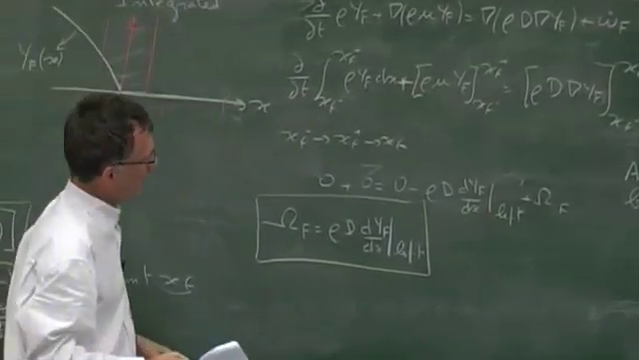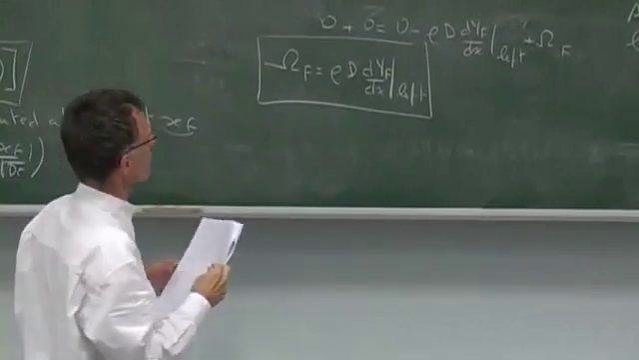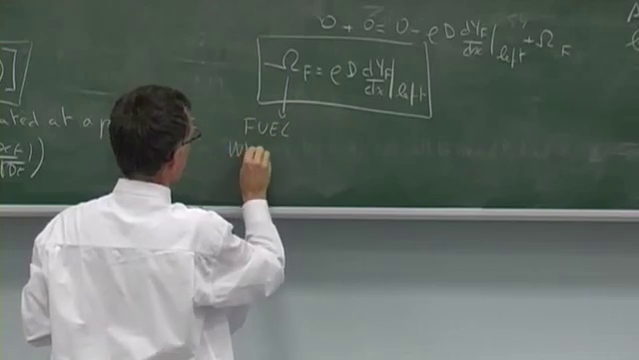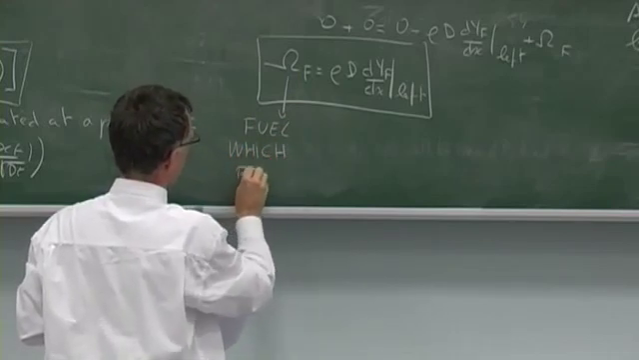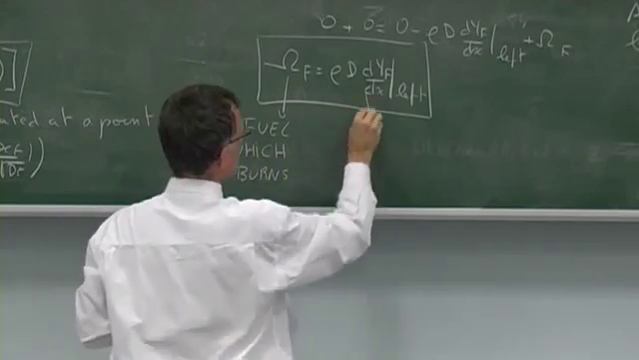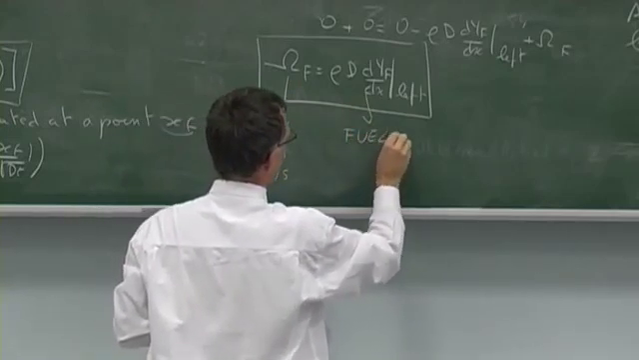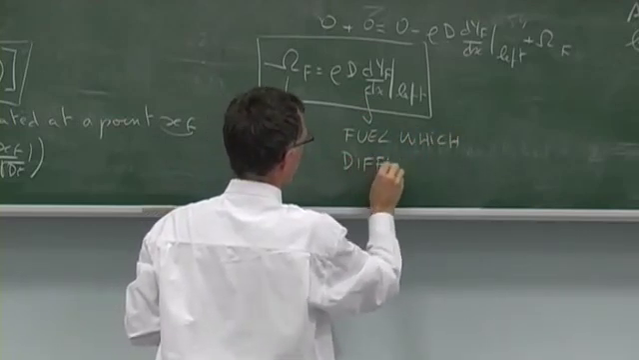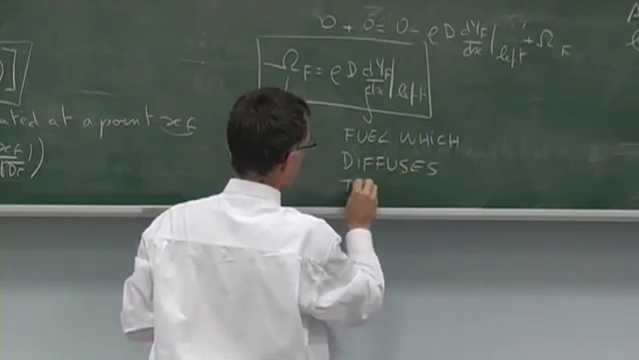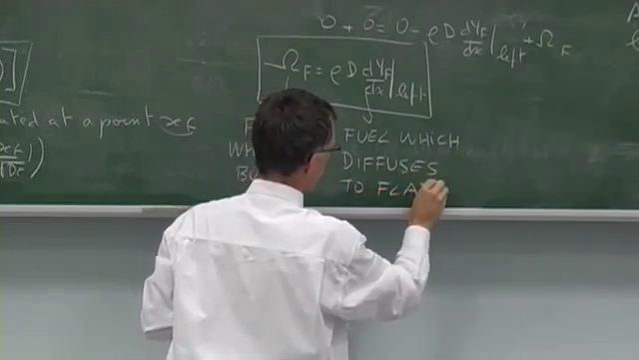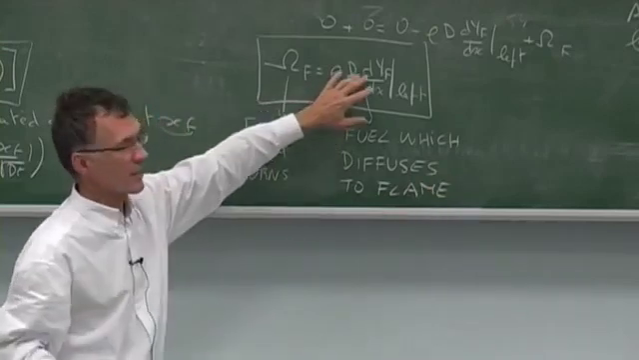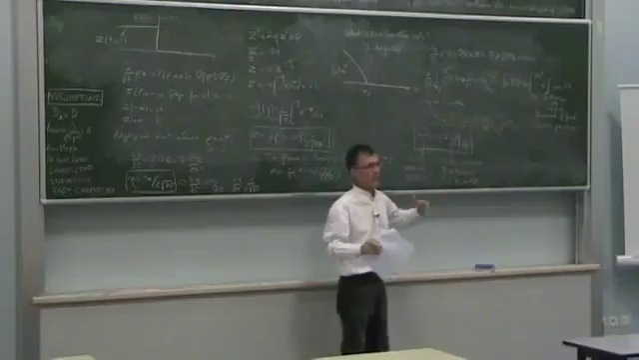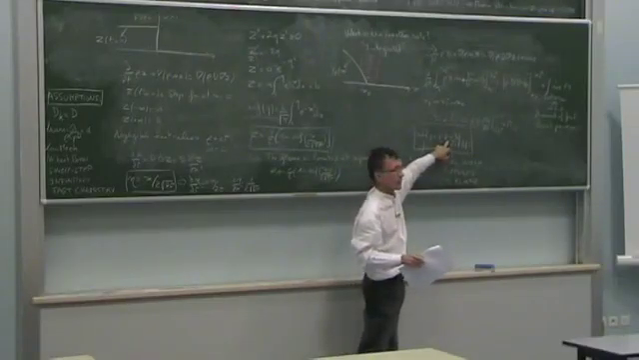So what this really tells you, and this is very, very different from the premix case, is that the fuel which burns is equal to the fuel which diffuses to the flame. Because you see, this is like a flux, right? Except it's a diffusive flux. If we would plug it as diffusion velocities, here we would have the diffusion velocities.